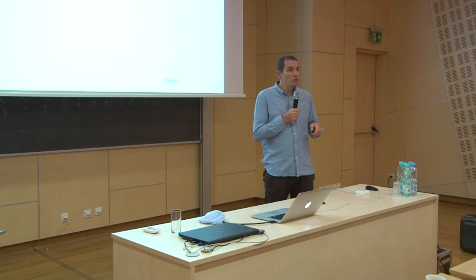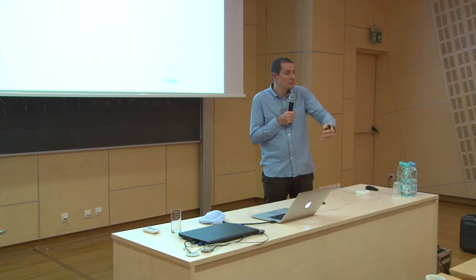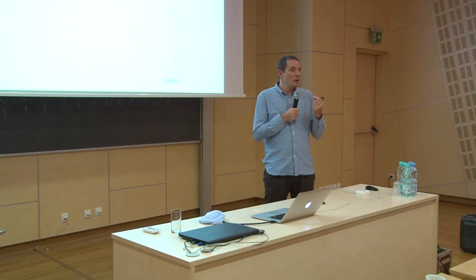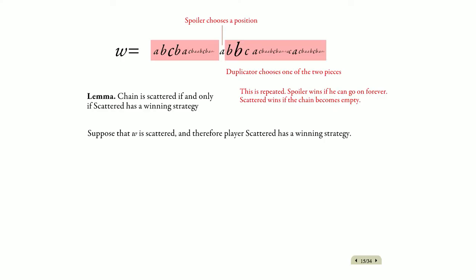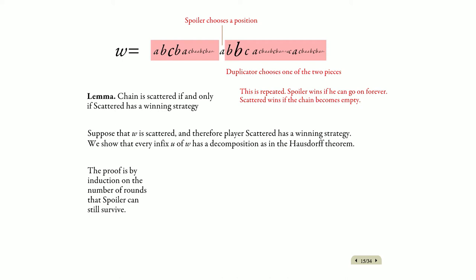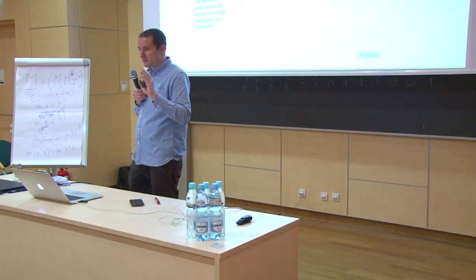And now I'm going to use induction on the number of rounds. So player scattered wants to win in finite time, yes? So the induction parameter is how many rounds player scattered will take to win. So the induction parameter is the number of rounds that spoiler can still survive. Now this is not a normal number. This is not like 10 or 12.